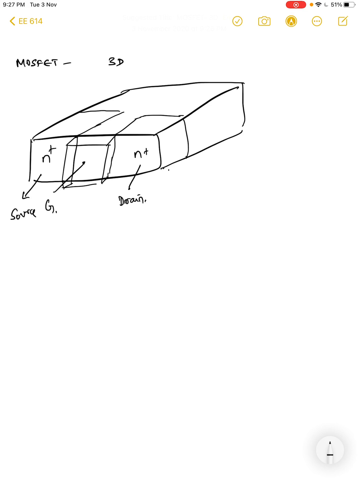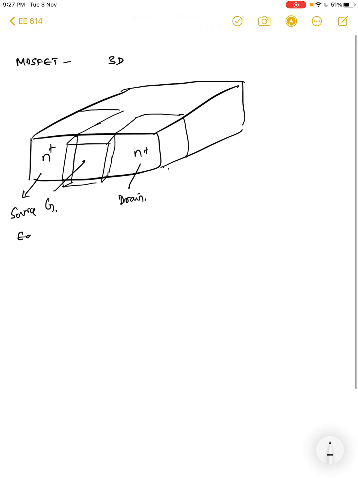Okay, so with this mild introduction and with this structure in our mind, let us look at what happens in the material when you apply bias. So for that, let us first look at the equilibrium band structure. So again, I'm going to repeat. So basically, this is a p-type semiconductor. We have a gate insulator, which is silicon dioxide, on top of which we have put a metal contact. And then we have N++ or N plus diffusion, which we call as source and drain contacts.